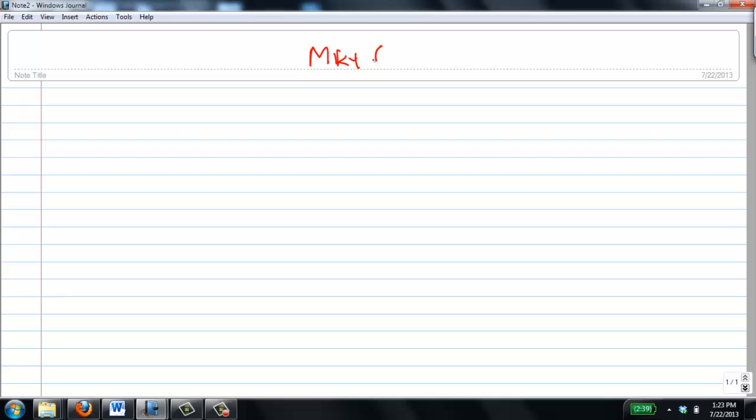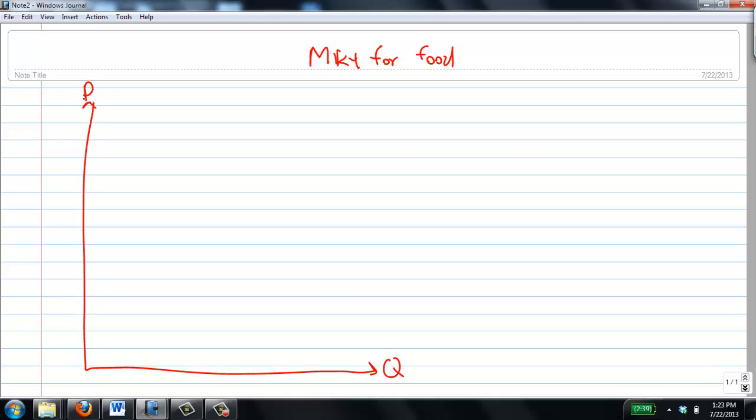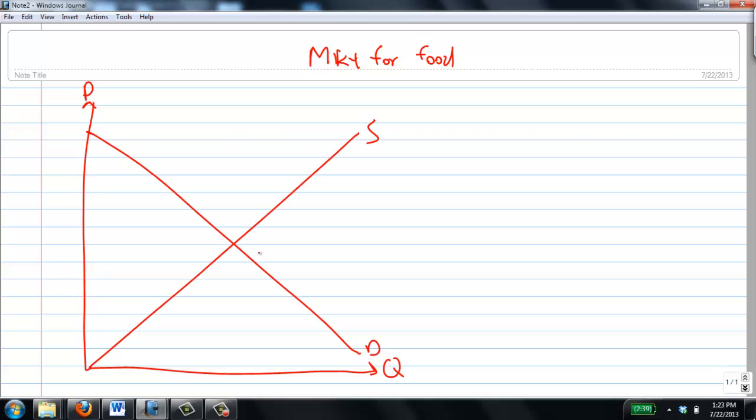Okay, so let me illustrate this by the market for food. I'm going to draw the supply and demand graph. Quantity, price, supply curve, demand curve. This is the original quantity, Q naught. This is the original price, P naught.